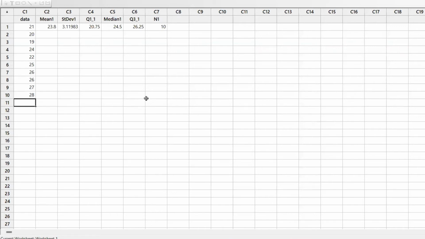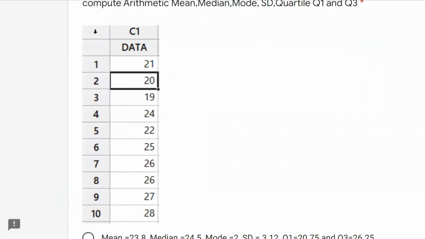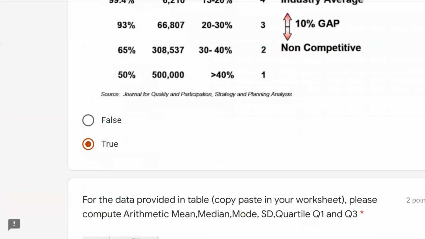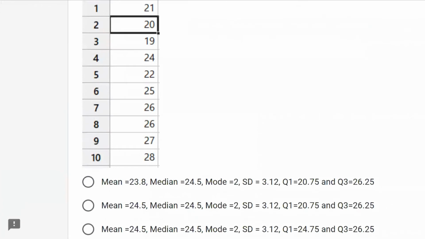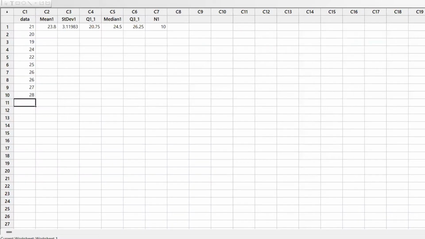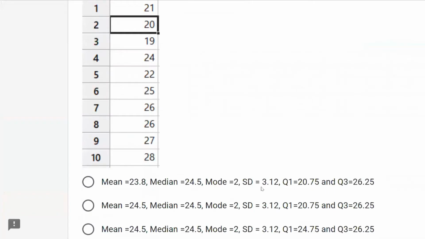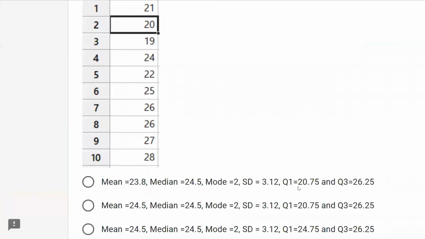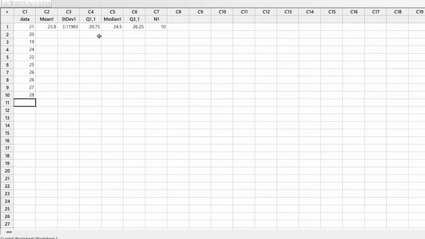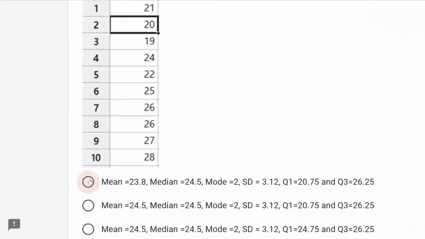Let's go to the question. Options: mean equal to 23.8. Okay, and median is 24.5. That's correct, so this is the one. And standard deviation equal to 3.12. Yeah, that's right. And then you have quartile 1 20.75, quartile 1 20. Yeah, this is right. So the first option is right.